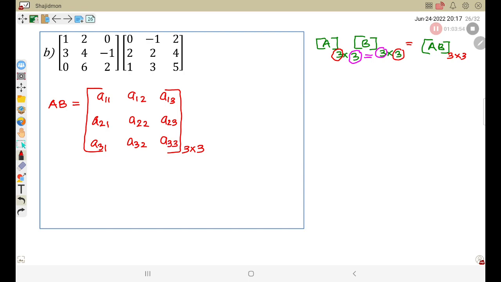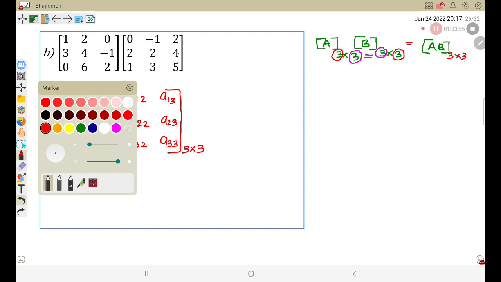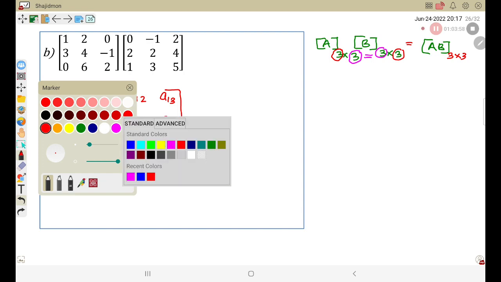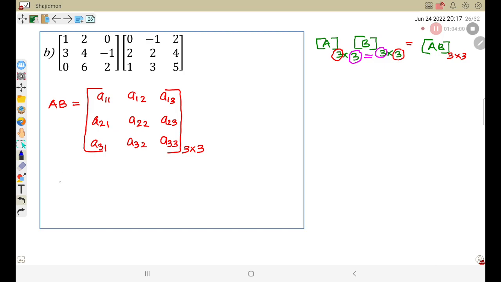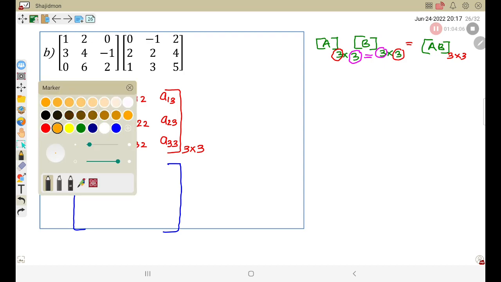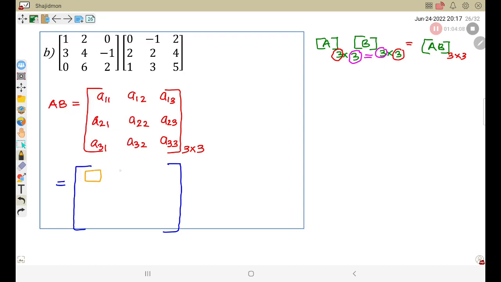Now we will start the multiplication. Okay, the sum of the products I will write here. The remaining you can try. So equals matrix, 3 rows and 3 columns. These numbers we need to calculate one by one.